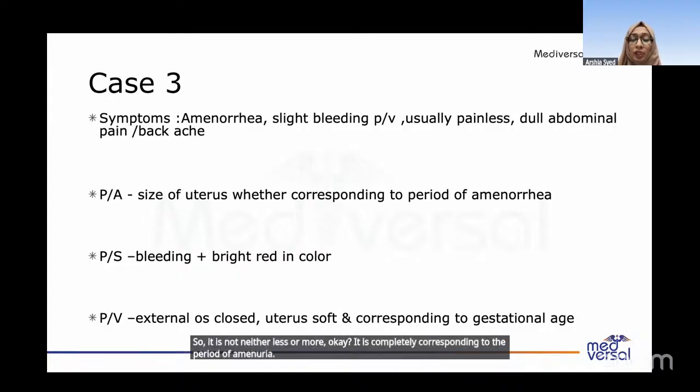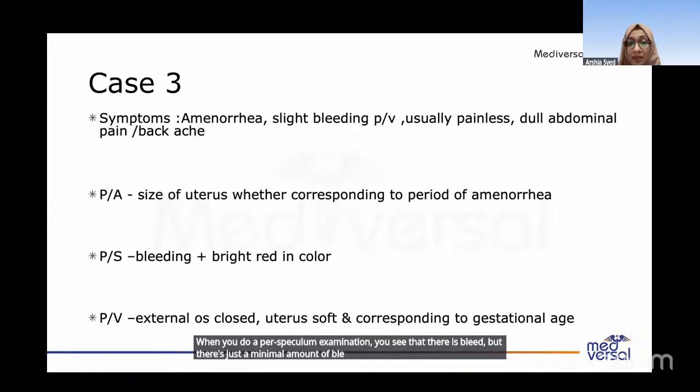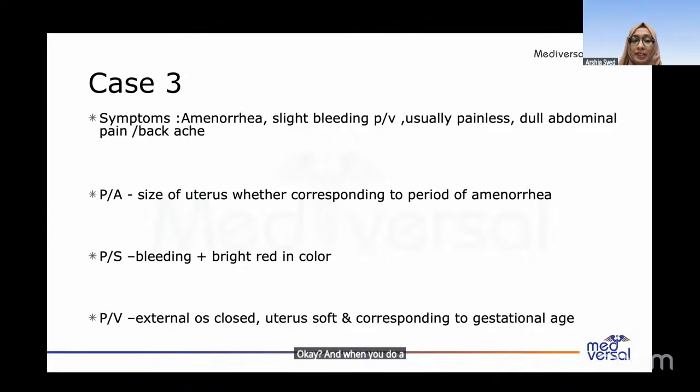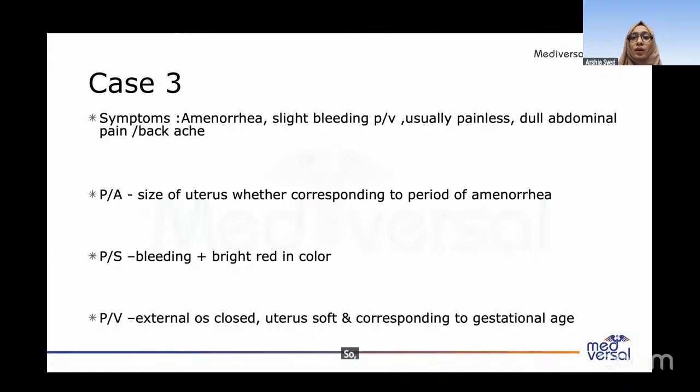When you do a per speculum examination, you see that there is bleed, but just a minimal amount and it is bright red in color. When you do a per vaginal examination to look for the status of the cervix, the external os is closed, and the uterus feels soft, which means there is no contraction. The uterus size also corresponds to the period of gestation. So what sort of an abortion is this?